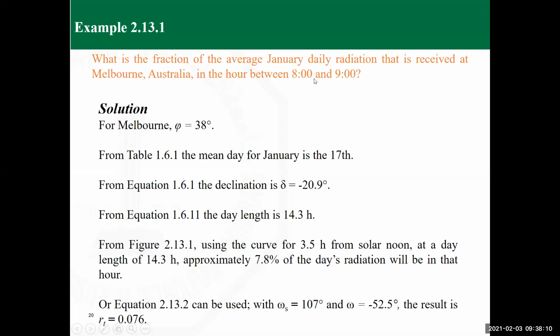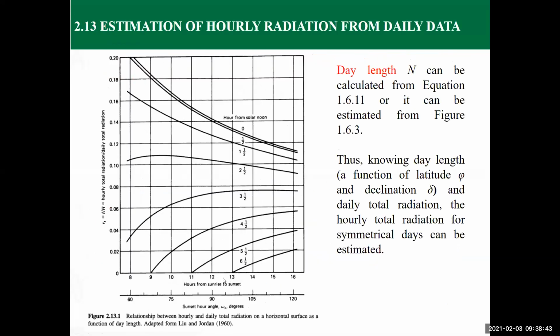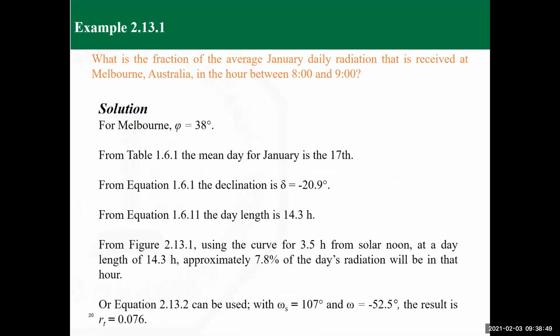Here it is asking us to calculate between 8 and 9. So between 8 and 9, the hour is going to be 8:30, somewhere in the middle. 8:30 means that the deviation from noon is going to be how many hours? From 8:30 to 12 o'clock, this is going to be... anybody with me? Three and a half. Yes, 3.5, exactly. So from the capital N value and 3.5, you can get the ratio from here. This is basically what has been done in this example.